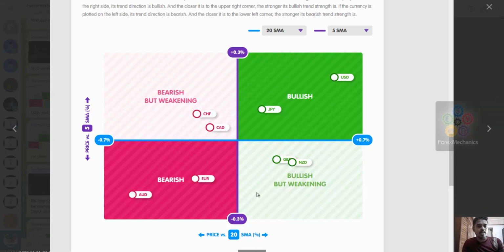So here you can see on this link, the Australian dollar was weak. Now, it simply means we are not looking at bearish but weakening or bullish. We are only interested in these two boxes. Along with these two boxes, we are more interested in the top corner. So the more the currency is in the top corner, and the more the other currency is in the bottom corner, that means that is a currency pair to trade.